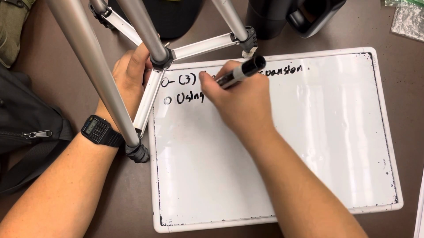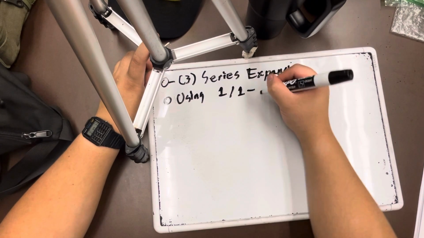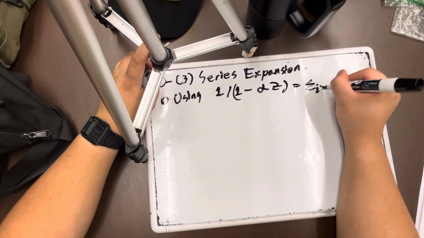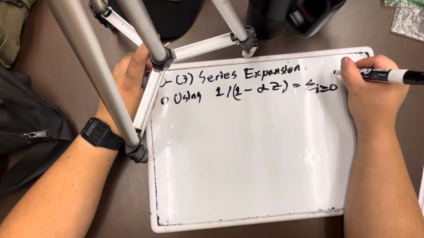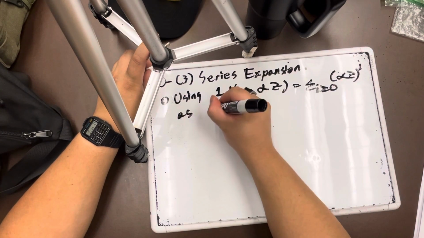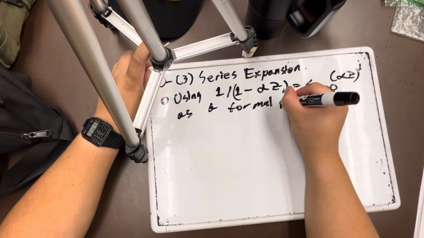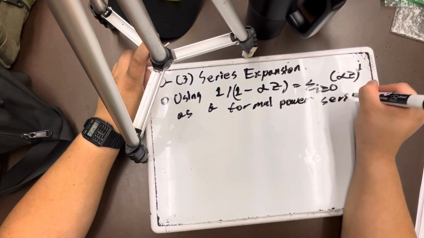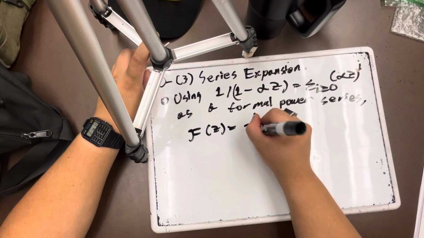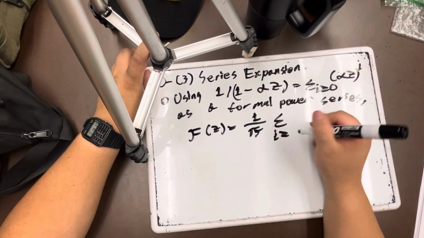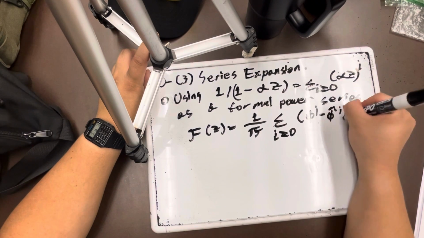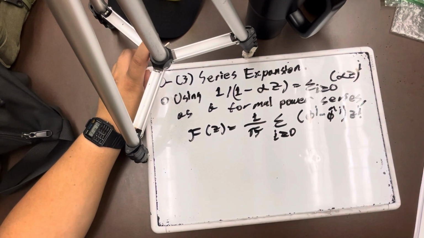Now using 1 divided by 1 minus alpha z, which is equal to the sum over non-negative i of (alpha times z) to the i as a formal power series, we have that script f of z is equal to 1 over the square root of 5 times the sum over non-negative i of (phi to the i minus phi hat to the i) times z to the i. And that's all we need for that.